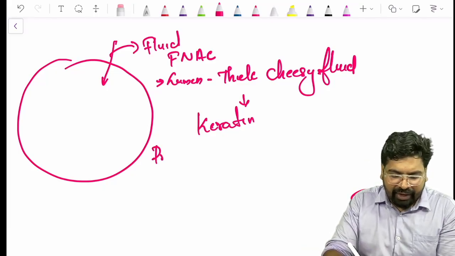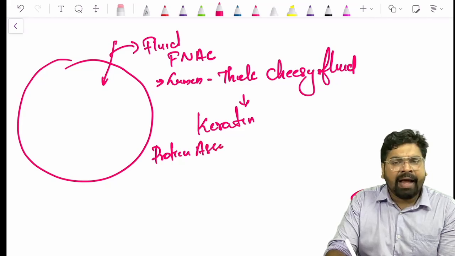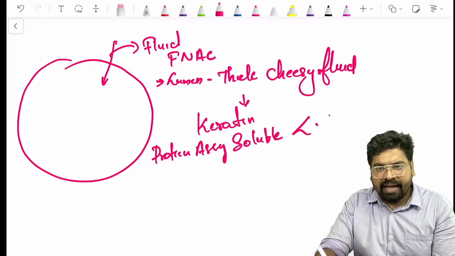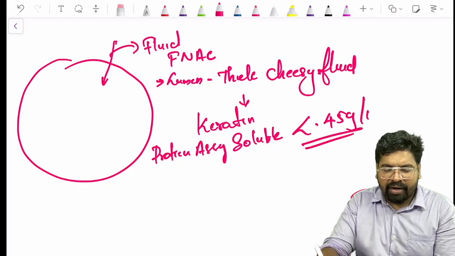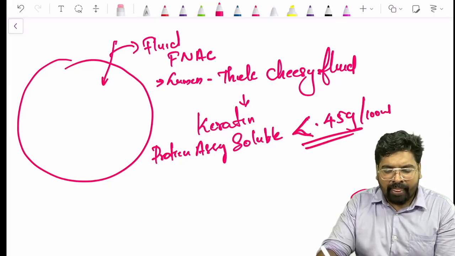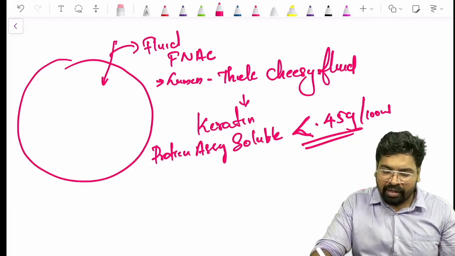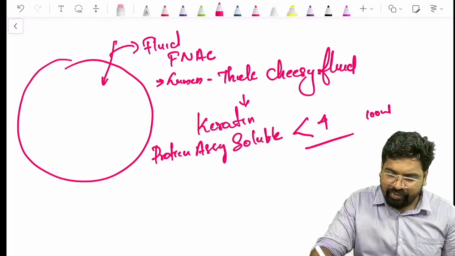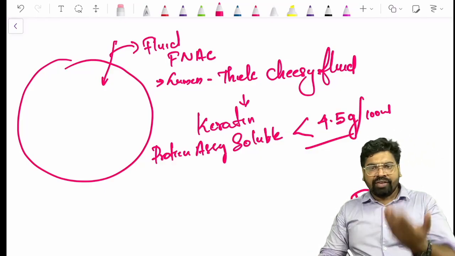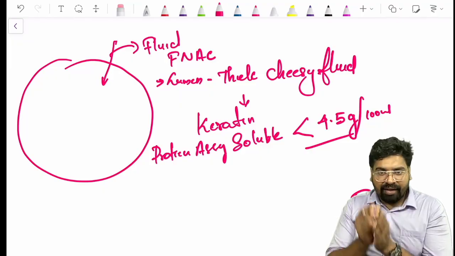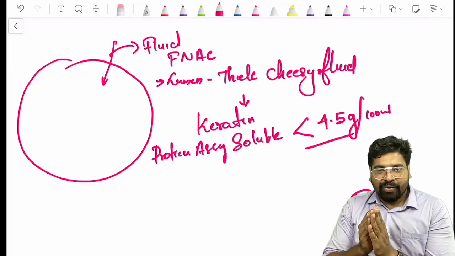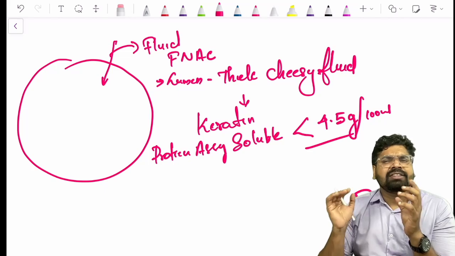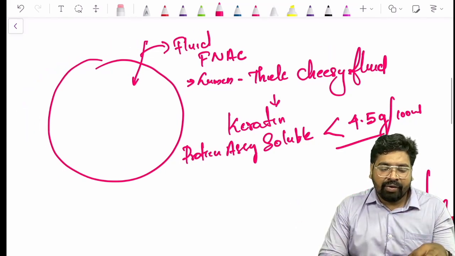And if I do the protein assay, what will happen? What is a protein assay? I'm going to do the soluble protein assay. It will be less than 4.5 grams per 100 ml. It was more than 4.5 gram in dentigerous cyst, not 0.45, while it is less than 4.5 gram in your OKC. Okay, so you got it. So you got the total protein content less than 4.5 gram, and that thick cheesy material is nothing but a lot of keratin.